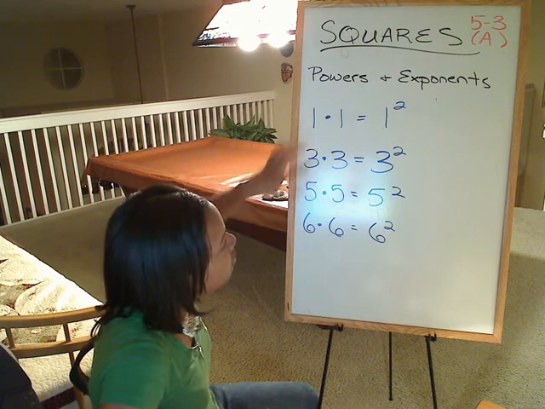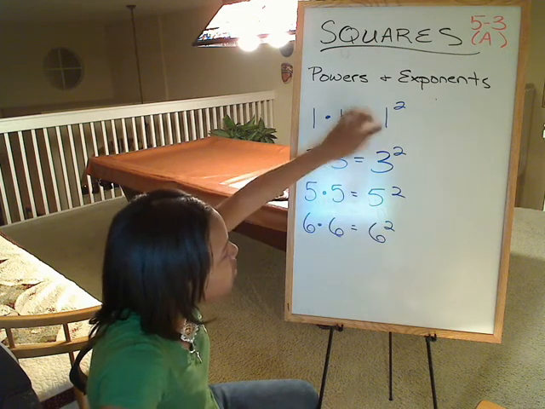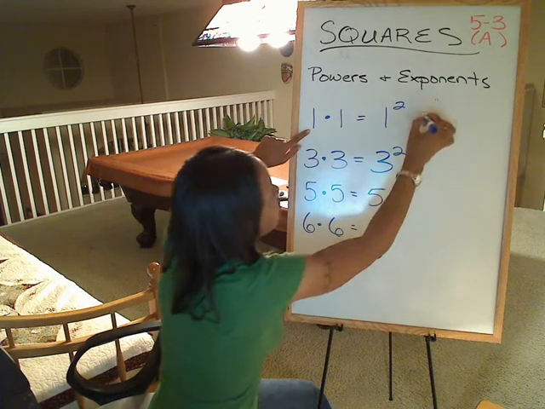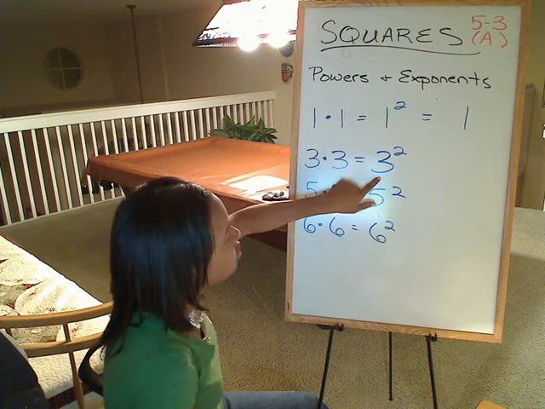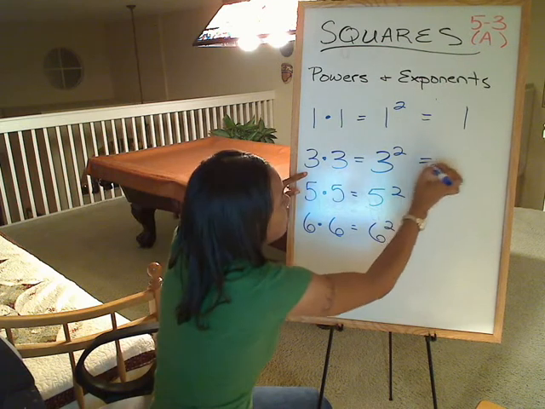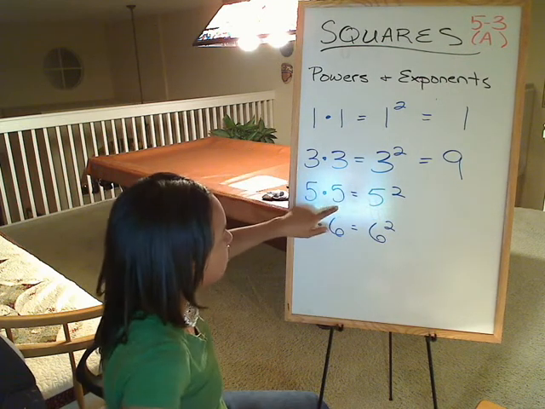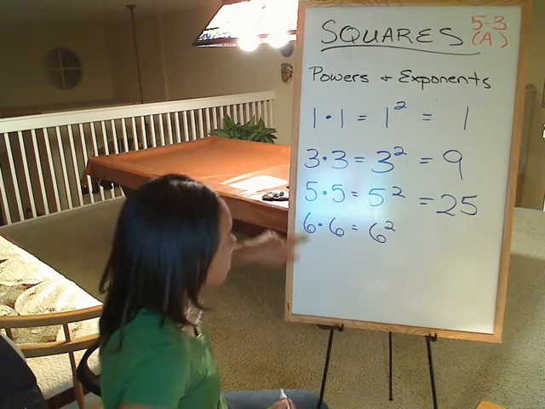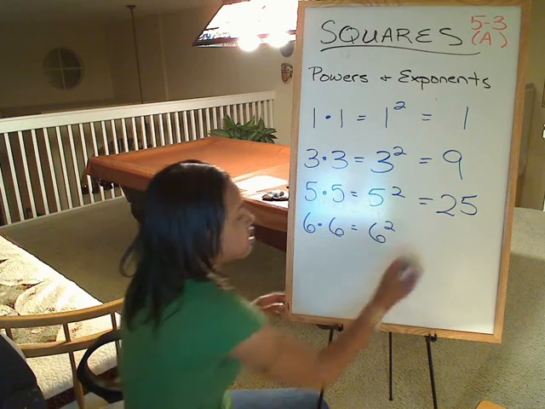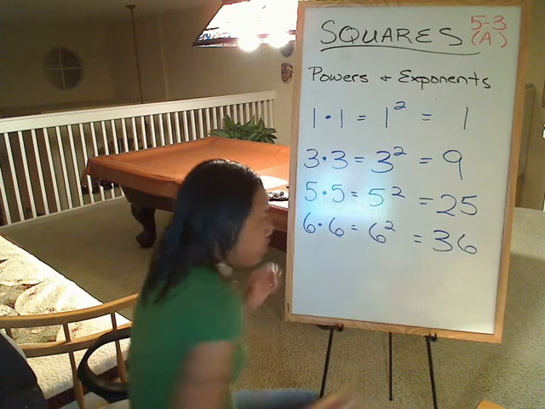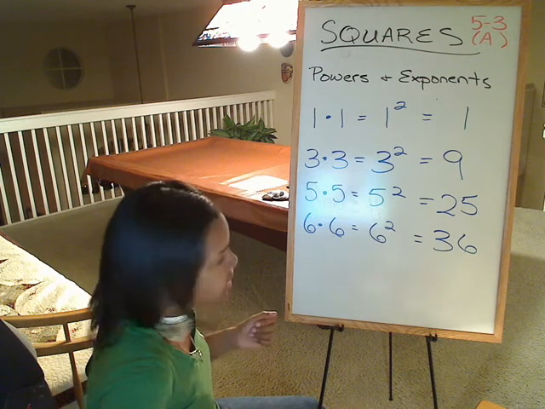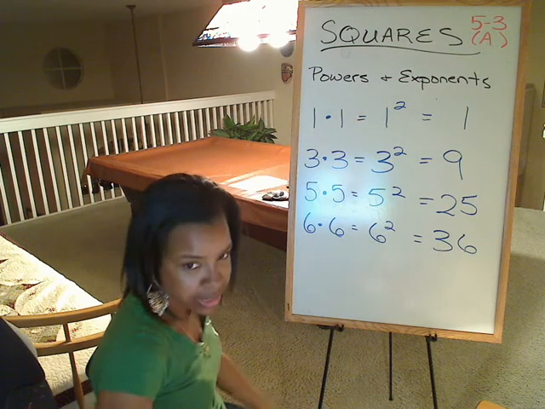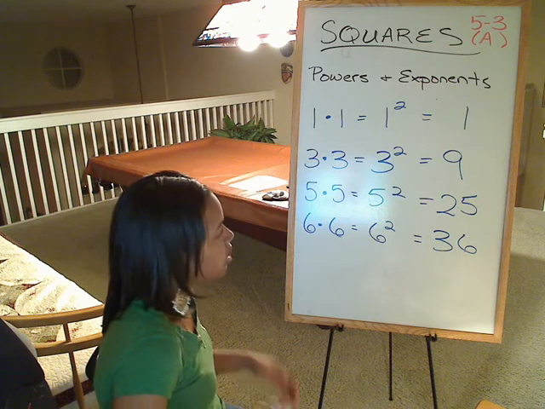So if I was to actually evaluate these powers, if I was to find out the actual value of each of these powers, 1 squared is 1 times 1, so that equals 1. 3 squared is 3 times 3, so that equals 9. 5 squared is 5 times 5, so that equals 25. 6 squared is 6 times 6, so that equals 36. Okay? So you see here, basically when you're trying to solve a power, all you're doing is multiplying. Okay? That's all you're going to do.